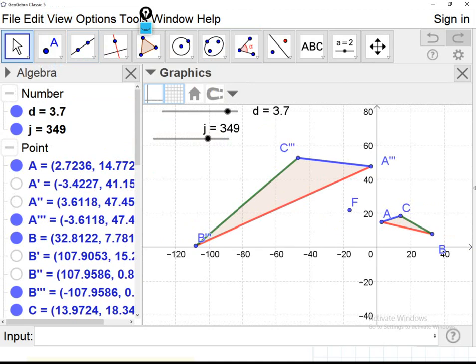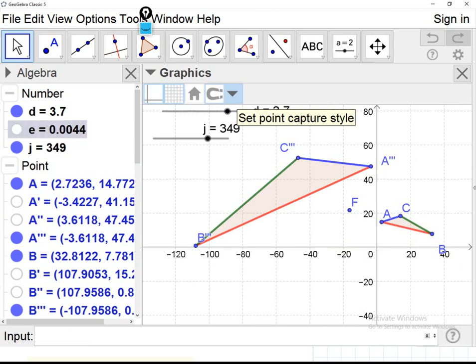So what I'm going to do here is take the smallest side, which is AC, and divide it by the smallest side, so blue side divided by blue side. So it's A triple prime, C triple prime, and I get a number, 0.0044. Okay.